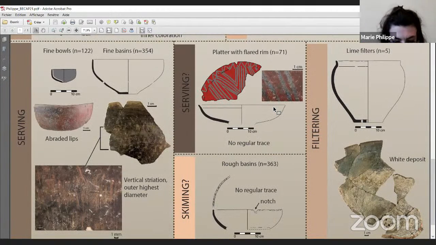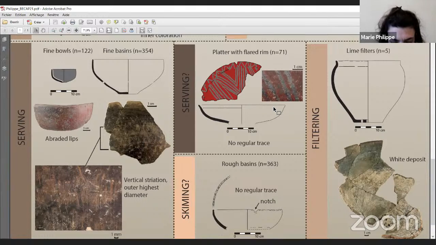Fine bowls and basins have a thin wall and fine clay. They are thus very light. Surfaces are burnished or polished, often decorated with a slip made with graphite. The lip is often abraded, at least 28 times. 7 vessels also have vertical striation on the outer surface, where the diameter is the highest. These types were thus often handled to drink or to collect things, maybe inside another container. The striation could also result from transport, washing, and storage.